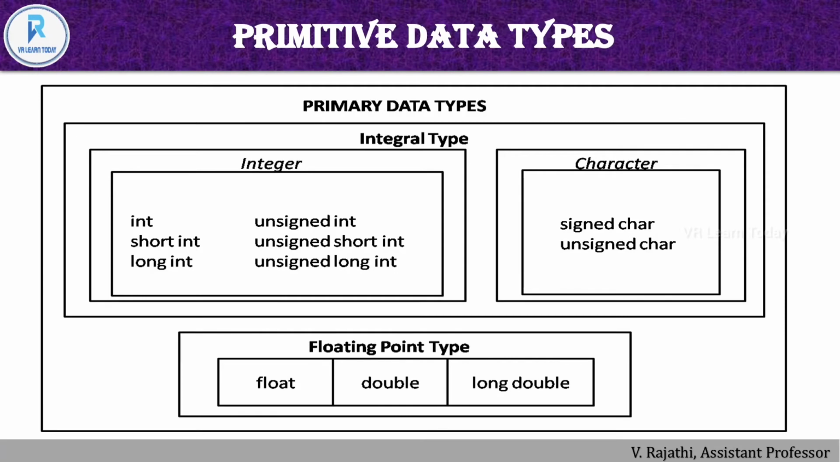First, primitive data types. All of this comes under the primitive data types: integer, character, floating point. Inside the integer we have int, short int, long int, unsigned int, unsigned short int, and unsigned long int. In the same way, in character we have signed character and unsigned character. In floating point we have float, double, and long double.